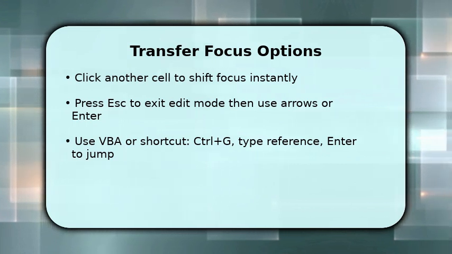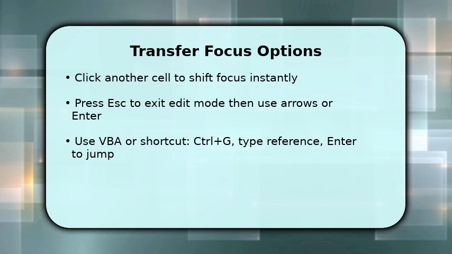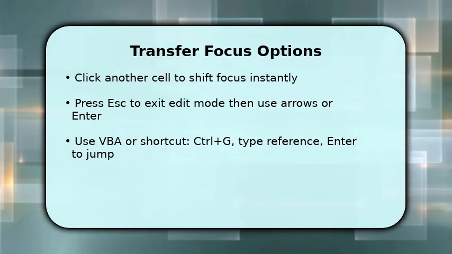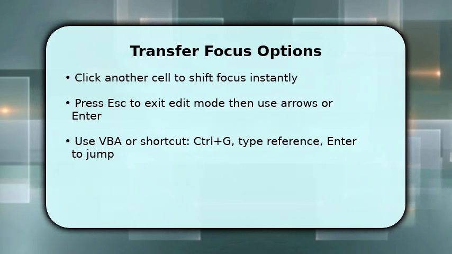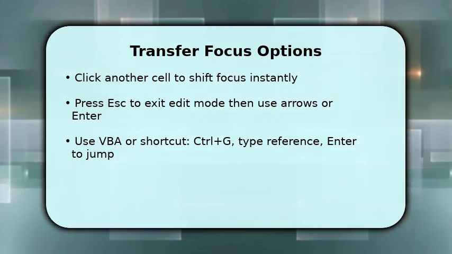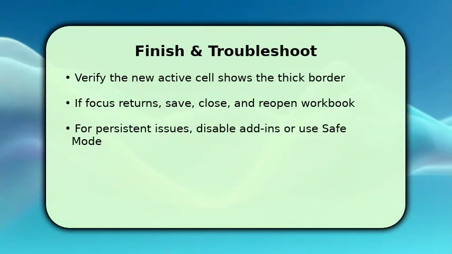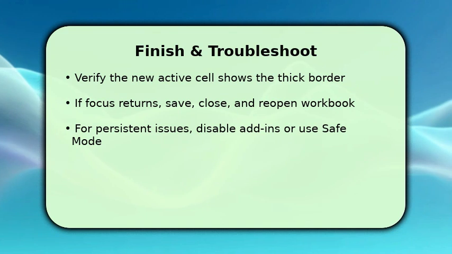For precise jumps, press Ctrl+G, type the cell reference and press Enter to jump focus. Each method clears the old active cell, because Excel always highlights the one currently selected. Finish by confirming the thick border appears on the new active cell and the previous cell no longer shows focus.